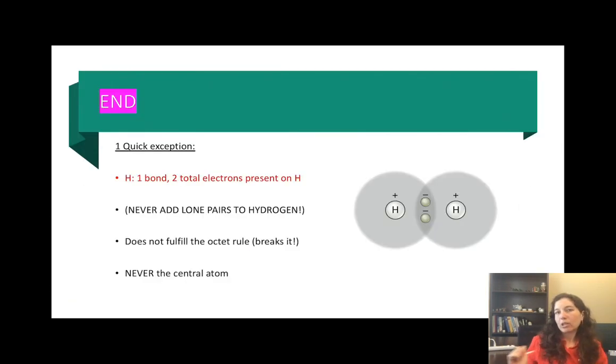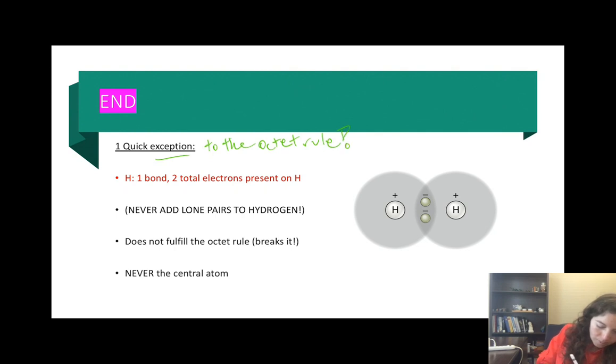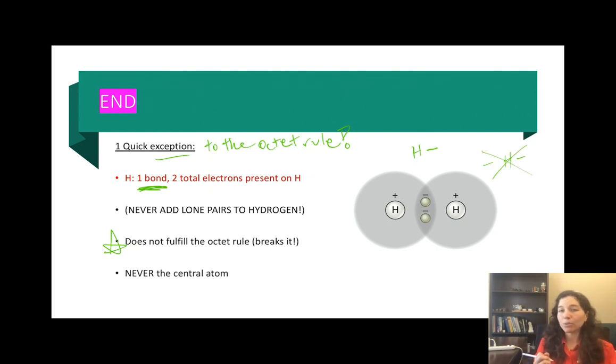I did want to briefly mention before you go, we are going to learn about this at the end of the topic, but I need you to know it now, which is that hydrogen is an exception to the octet rule. It does not fulfill the octet rule. It actually breaks it. So something you're going to need to remember is that hydrogen only has 1 bond total. That's all it can form. It will be hydrogen with a single bond. You will never ever see hydrogen with 2 bonds on it. This is why it can't be a center atom, because you can't put 2 bonds on it.